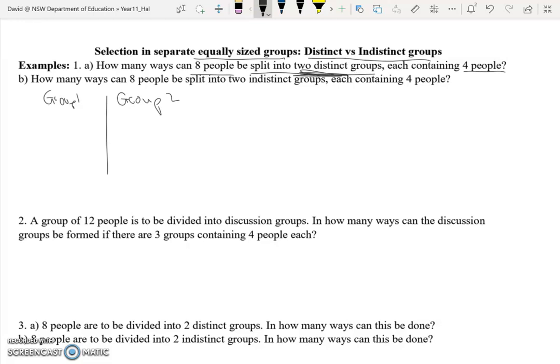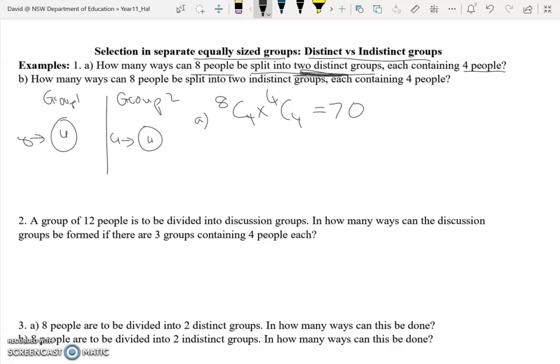So let's think about it. We've got 8 people. For the first group, we're choosing 4, so 8C4. And then for the second group, we have 4 left, and we're choosing another 4 to make that group as well. So we're times by 4C4, and 4C4 is just 1, because if you've got 4 people and you're selecting 4, you can only do that in one way. Either way, you get 70. So the answer for A is 70.